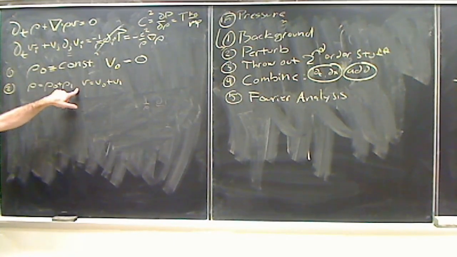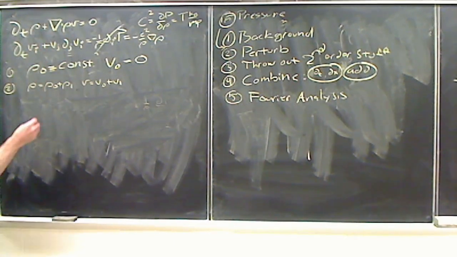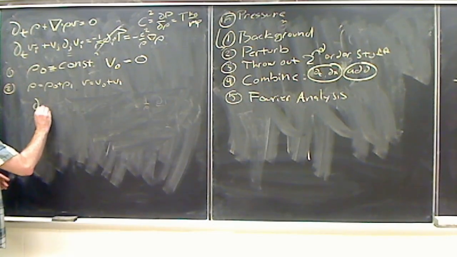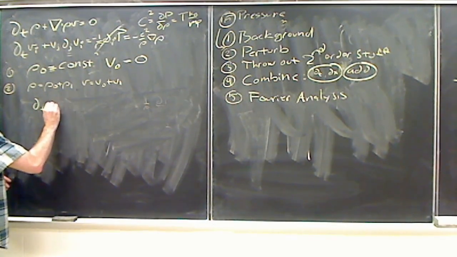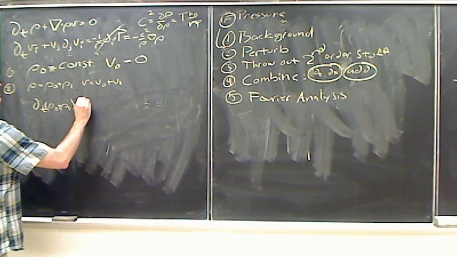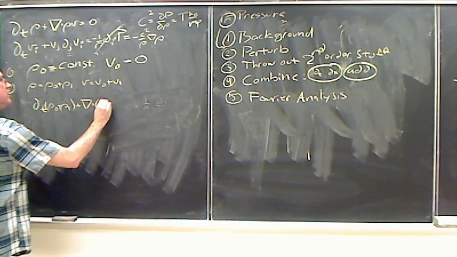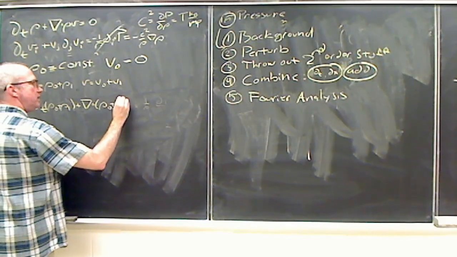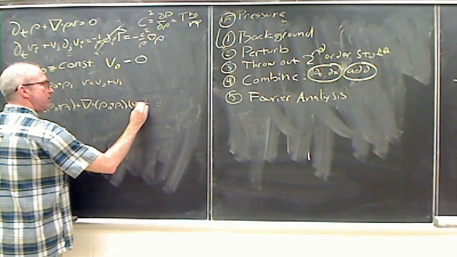And we're going to perturb it. So now I'm going to write both of these equations again in the perturbed state. So I get d by dt of rho naught plus rho 1 plus div of (rho naught plus rho 1) times (v naught plus v1).